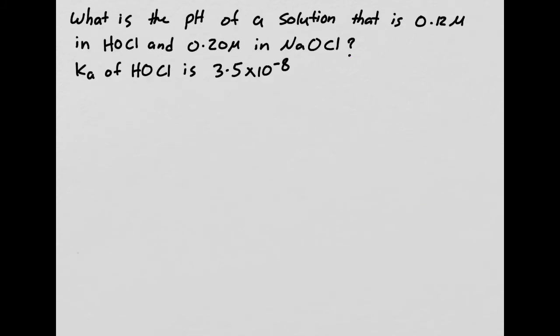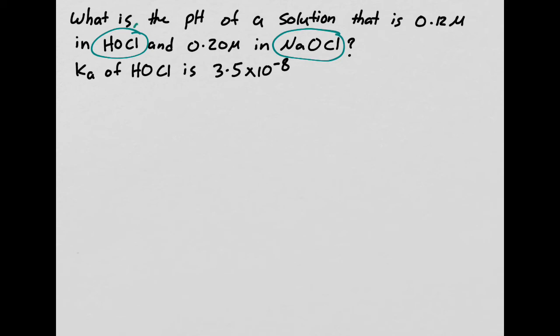Here is the next problem. I ask you for the pH of a solution that is 0.12 molar HOCl and 0.20 NaOCl. Now I have two things in the solution. So far, everything we did had one thing in the solution, right? Okay, do I have a buffer or an acid-base reaction? Which one do I have?